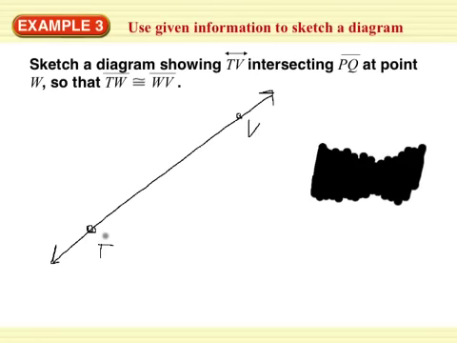Now I have to draw a segment PQ that intersects TV at point W. So I'm going to go ahead and draw point W now so I can get it basically in the middle. Okay, and then I know how to draw segment PQ. And it doesn't have to be equal there. Okay, so now I know that those are equal. And I have TW, segment TW being congruent to segment WV.